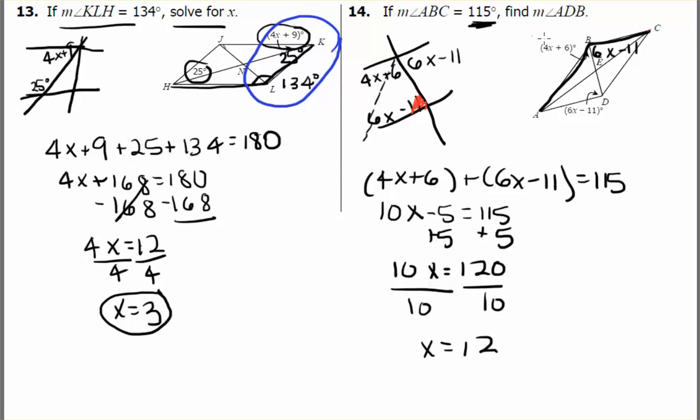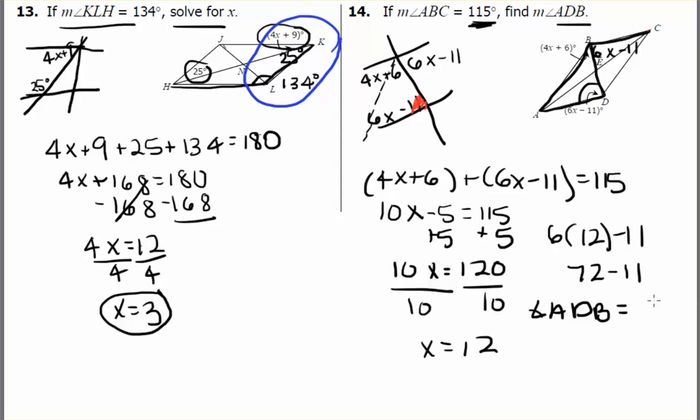Again, you want to make sure you're answering the question it asked. So it asked for ADB. Well, ADB, A to D to B, is this part right here. So it was the one that had the expression 6x minus 11. So we're going to substitute 12 in for that expression. So 6 times 12 minus 11. Give me a 72 minus 11. So then angle ADB equals 61 degrees.